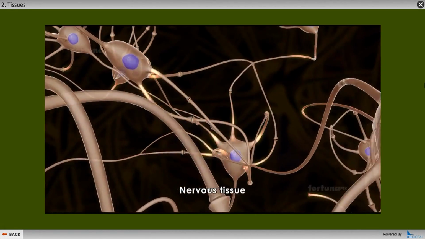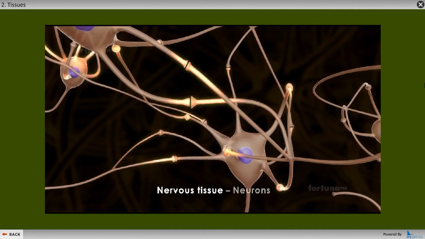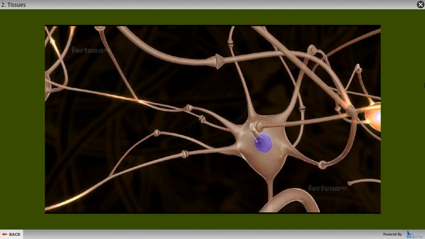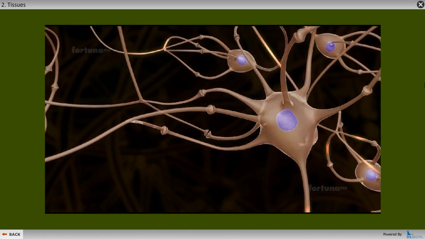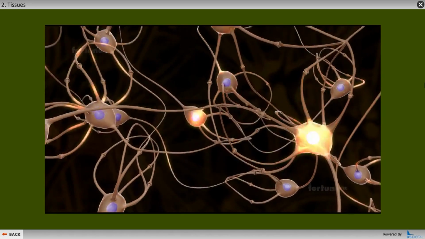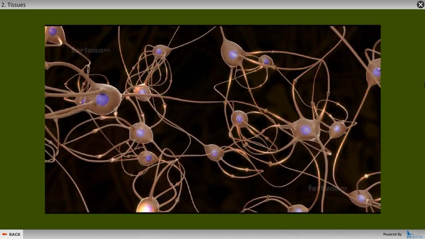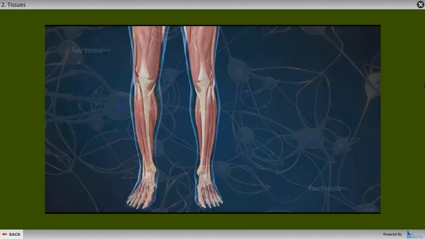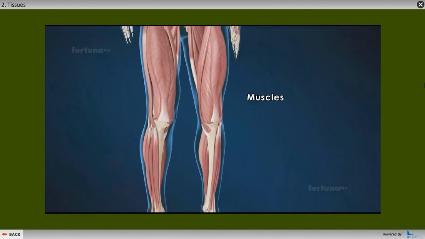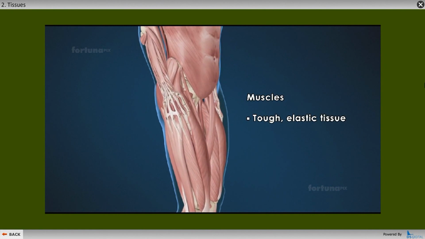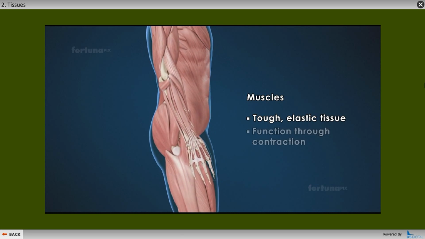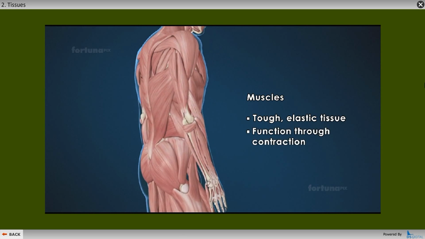Nervous tissue is comprised of nerve cells known as neurons. This tissue is responsible for sensing stimuli and transmitting signals to and from different parts of an organism. Muscles are masses of tough, elastic tissue that pull bones when we move and function through contraction.